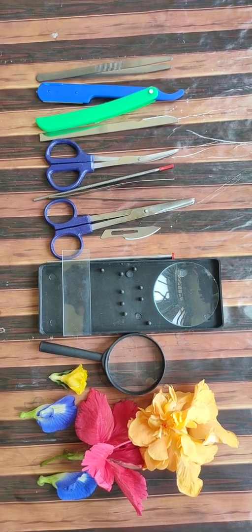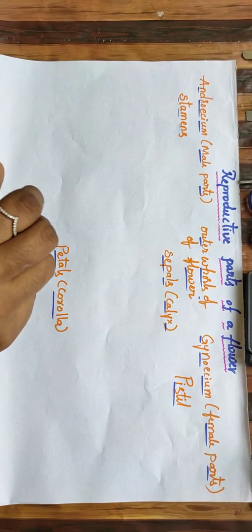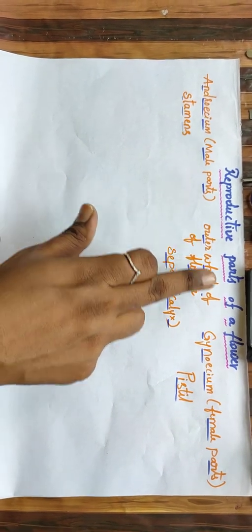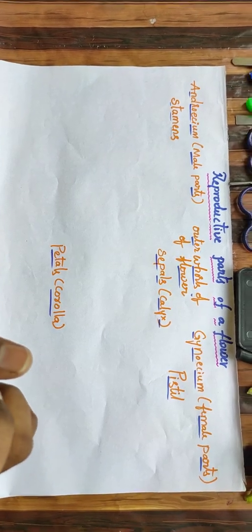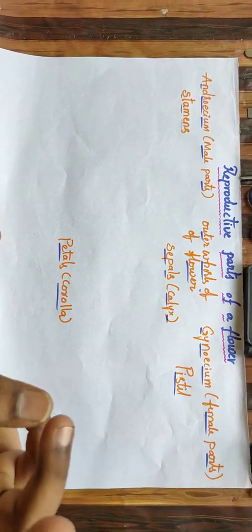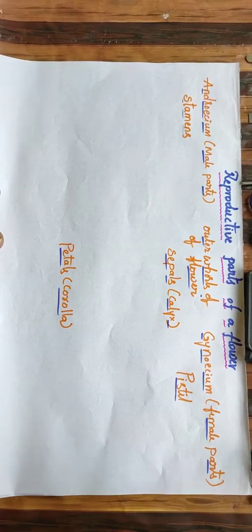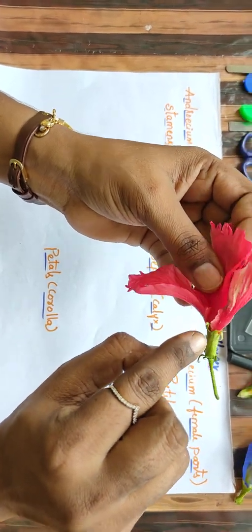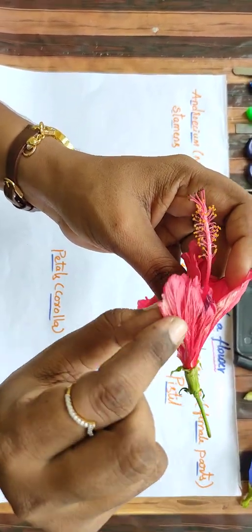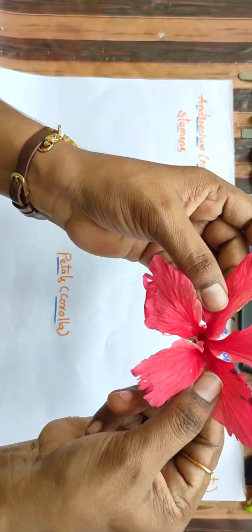Now, let us dissect the parts of a flower. So, let us see the reproductive parts of a flower. There are 4 whorls of a flower. The outermost whorl is the sepals. Sepals are green in color and hard. See, this is a sepal. Green in color, and compared with the petal, it is hard, and it protects the inner parts of a flower.